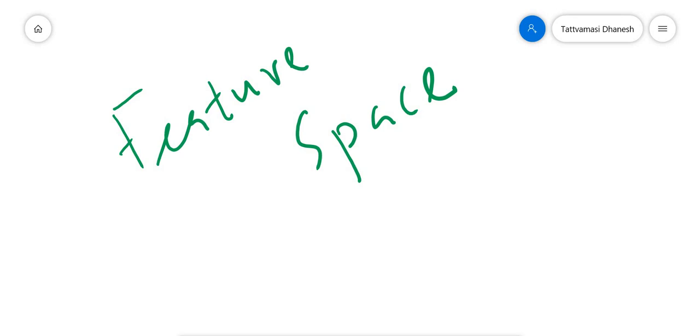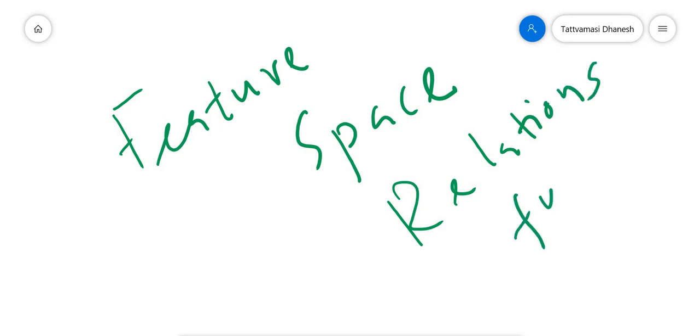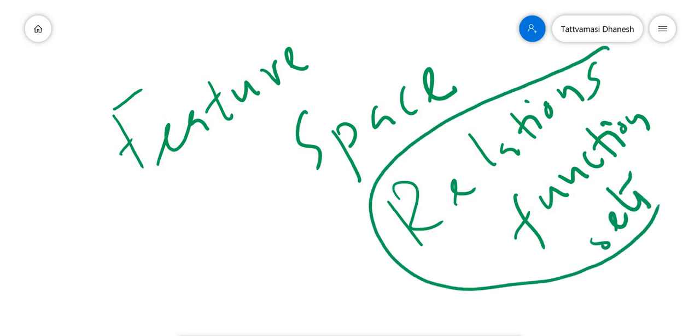That we call the feature space, because in math you learn relations and functions, so you may be familiar with relations, functions, and sets. If you have learned these chapters in math, you will be familiar with these sets, relations, and functions. So this is feature space.